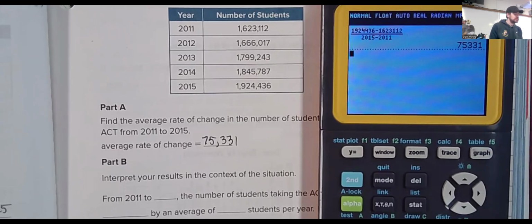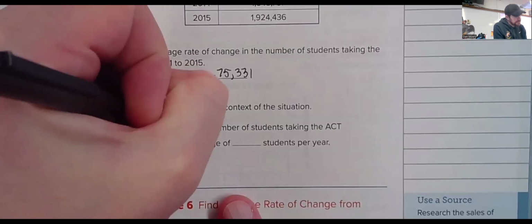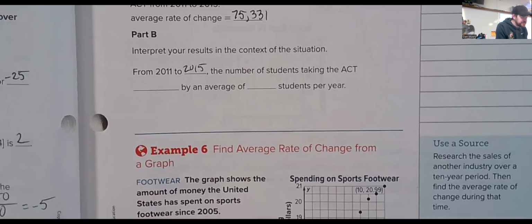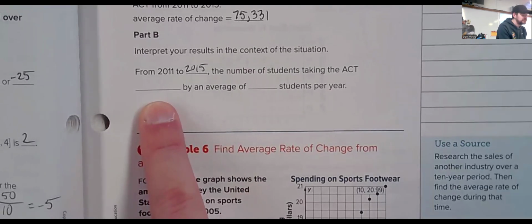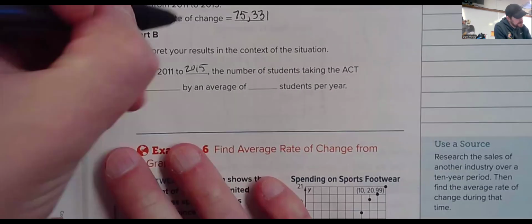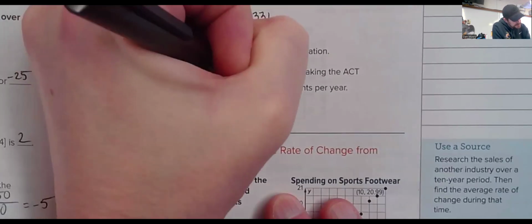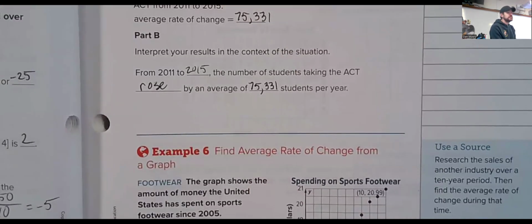That's what we're saying. So from 2011 to 2015, the number of students taking the ACT, did it go up or down? It went up. It rose by an average of 75,331 students per year. You're just turning nonlinear basically into linear. That's kind of the idea behind it.